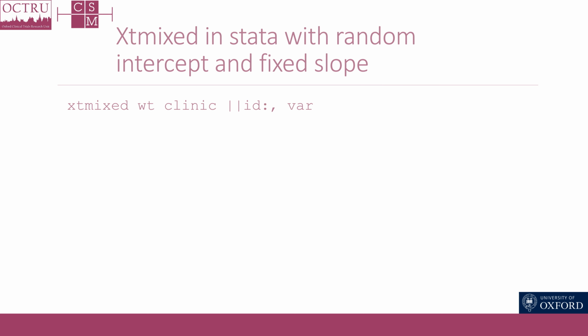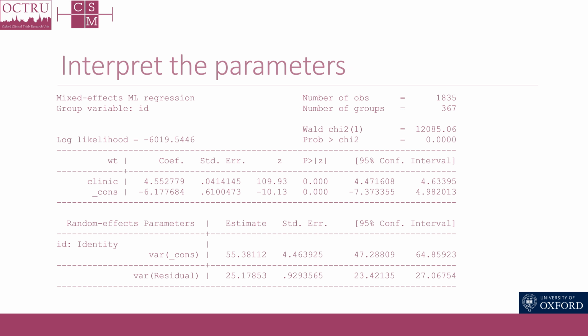The model is specified in Stata in the same way as before. The only difference is the introduction of time as a predictor in the fixed part of the model, the left-hand side of the double pipe. Clinic is the variable capturing time in this data set. The Stata output after fitting this model with a random intercept and a fixed slope gives us the same parameters as before for the random part, differing only in the fixed part.